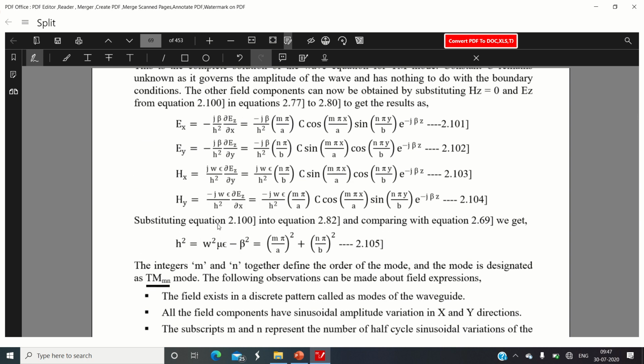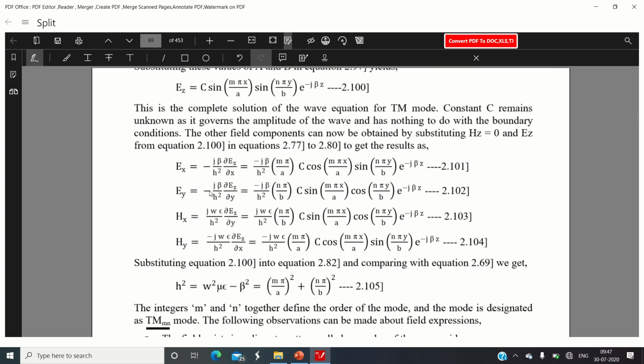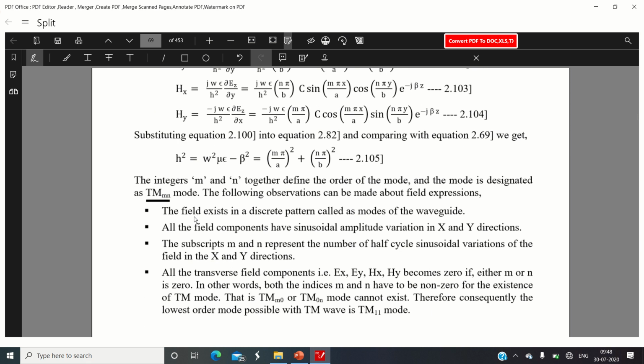If you observe all the field components, from Ez, Ex, Ey, Hx and Hy, and in the case of a transverse magnetic mode the Hz component is already 0, and you observe these equations on the right hand side, we will find that there are sine and cosine terms. What do these indicate? These indicate that the fields are going to vary sinusoidally. So for a rectangular waveguide in TM mode, the fields are going to vary sinusoidally. This is the first observation.